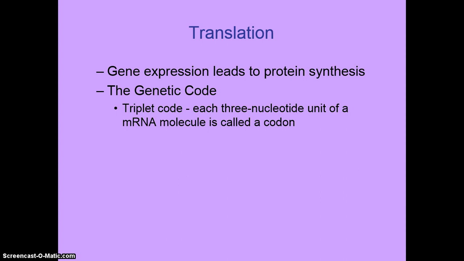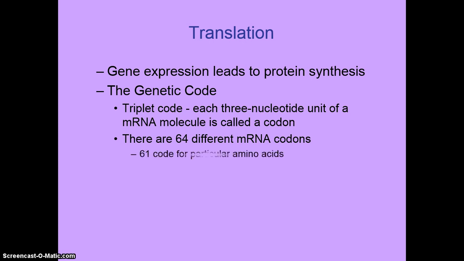The genetic code consists of triplets. A triplet code is a set of 3 nucleotide units in a messenger RNA molecule, and that triplet is called a codon on messenger RNA. There are 65 different messenger RNA codons that exist.